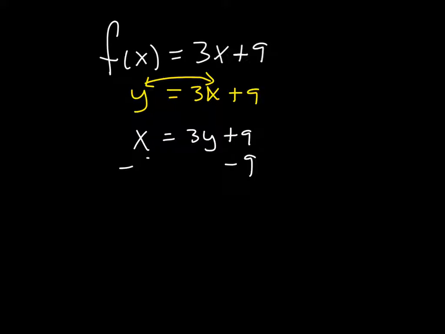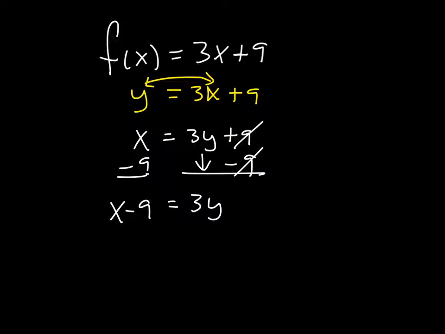So minus 9, minus 9. The 9's cancel out, and I'm left with x minus 9 equals 3y. So I brought that down. Then I'm going to divide the whole thing by 3. Now I have two terms here. I can either divide the whole thing by 3, or I could do it individually. I prefer to do it individually.